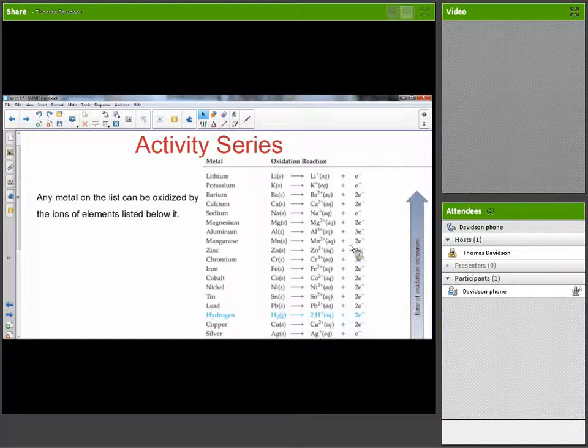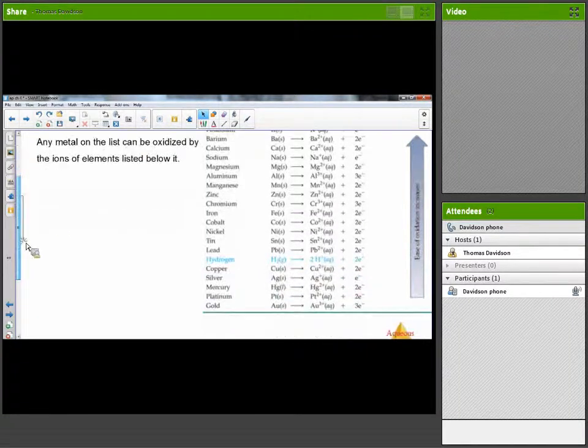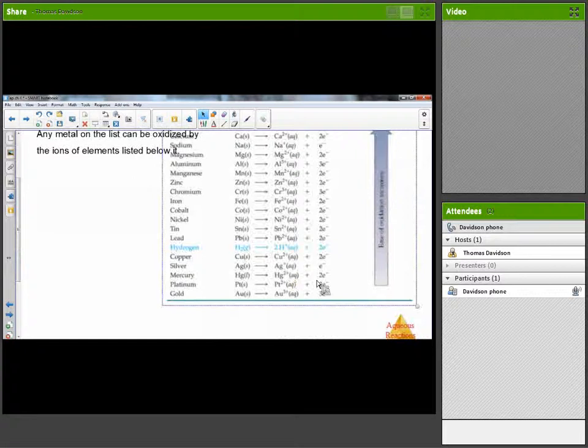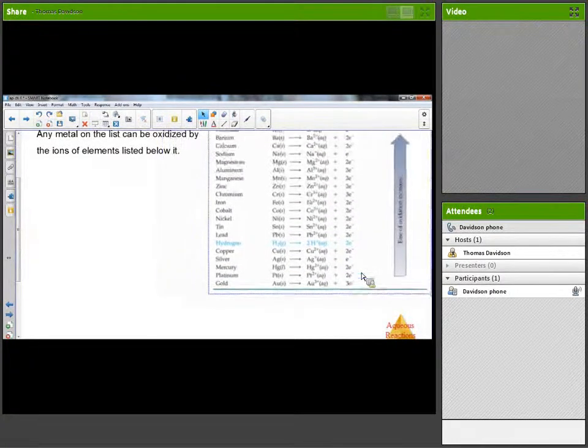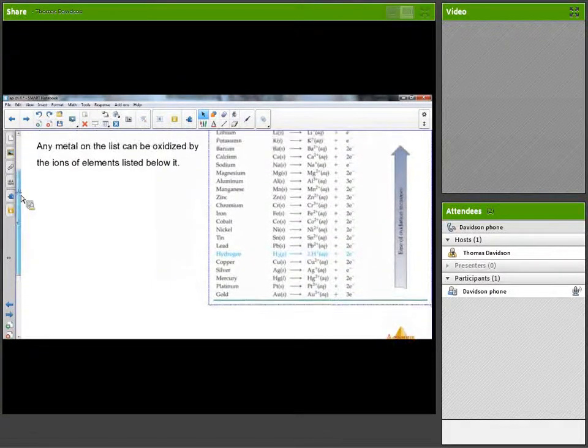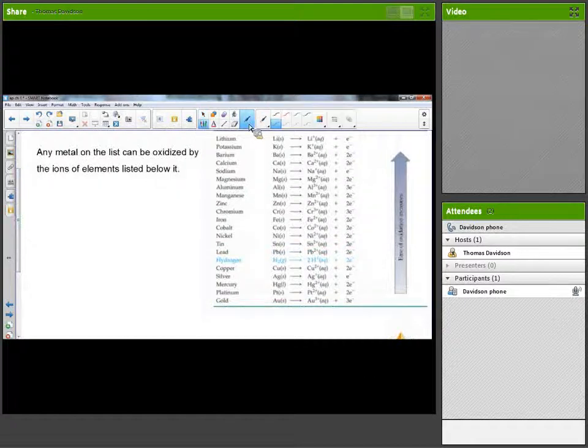This is in your reading. And what it's trying to tell you is very simple. Let me shrink this a little. So any metal, and what we mean by that is just the element on the list, can be oxidized by the ions of elements below it. So this is just what was said. So we had copper plus silver nitrate went to copper 2 nitrate plus silver.